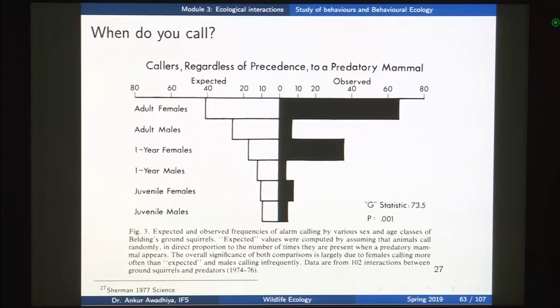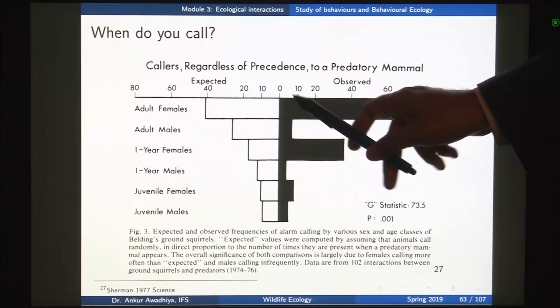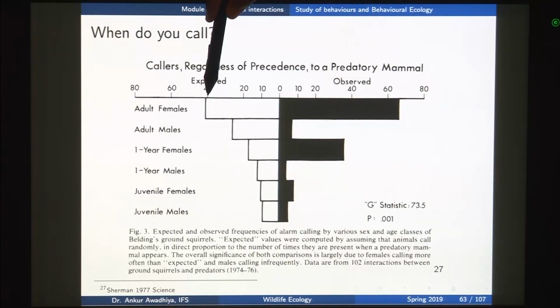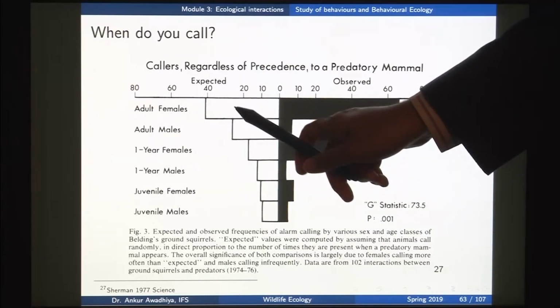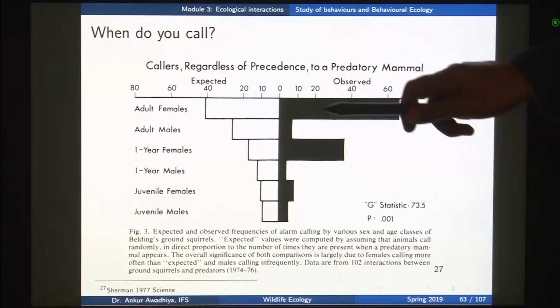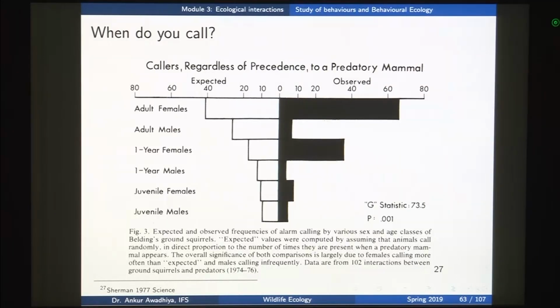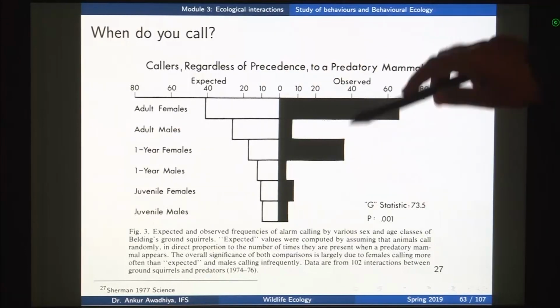Now, you can see here that the females were expected to call say 41% of the time, but they actually called around 65% of the time. So, their calling was much greater than what we had expected. In the case of adult males, we had expected them to call around 25% of the time, but they actually called just around 8% of the time. Now, in the case of 1 year females, we had expected them to call around 15% of the time, but they also called somewhere around 38% of the time.